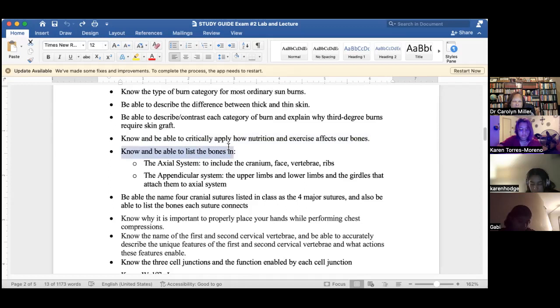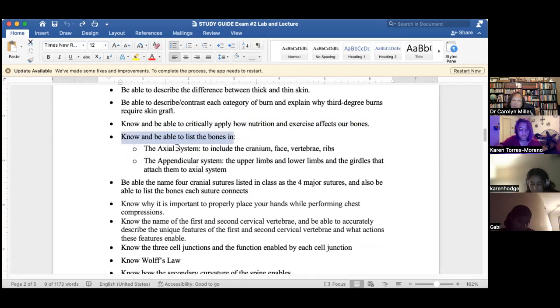Know and be able to list the bones. This is another question. So it sounds like it could be short answer.